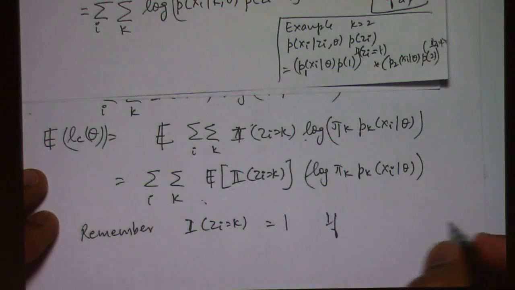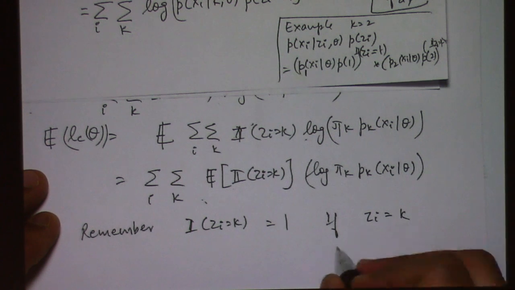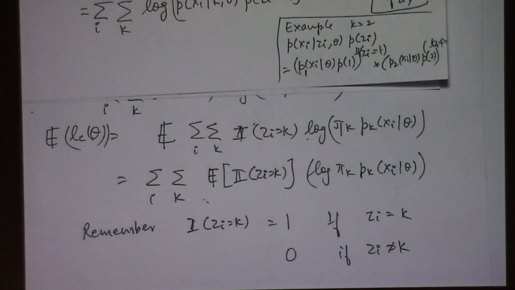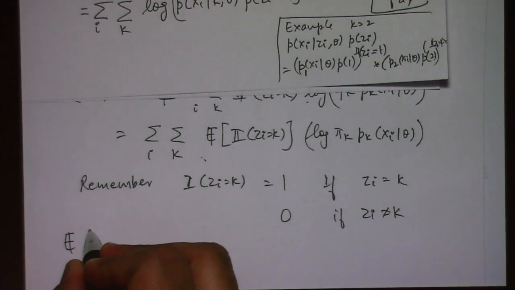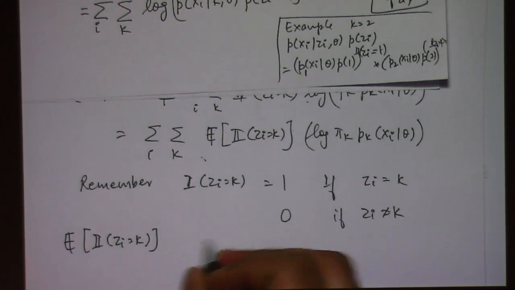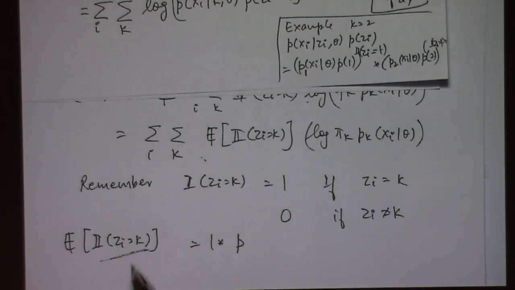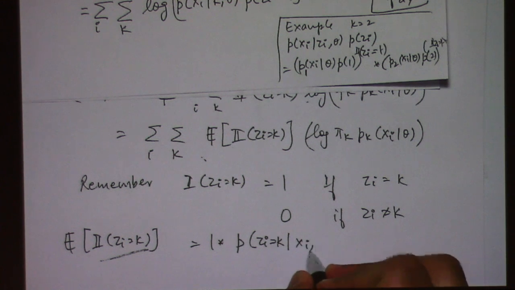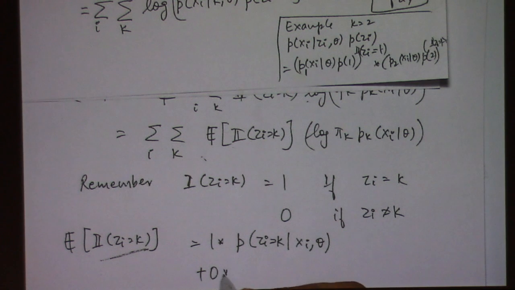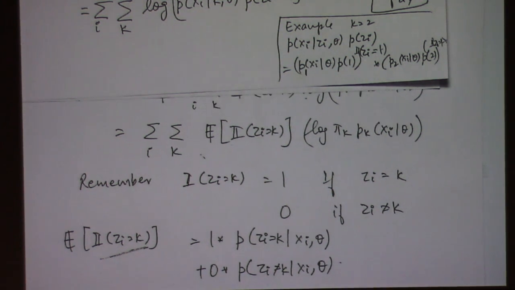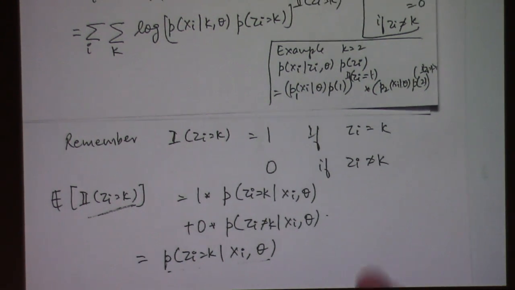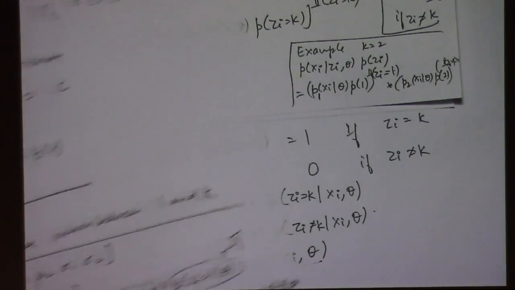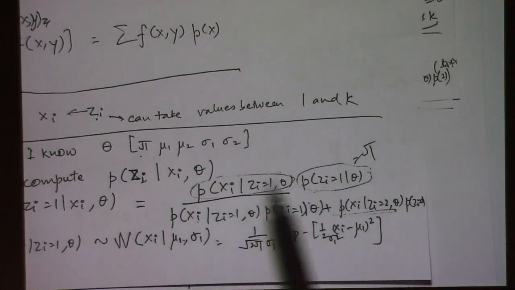So now let's look at that. Remember that this indicator function takes two values, 1 or 0. When does it take the value 1? If zi is equal to k. And it takes the value 0 if zi does not take the value k. Which means the expected value of this indicator function will be 1 times the probability of zi being k given our xi and our previous estimate for theta, plus 0 times the probability that zi is not equal to k given xi, theta. Of course this part does not matter, so it can go away, which means the expected value of this indicator function will just be p(zi = k | xi, theta).